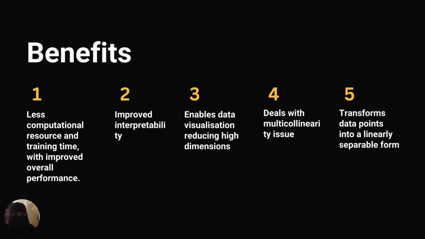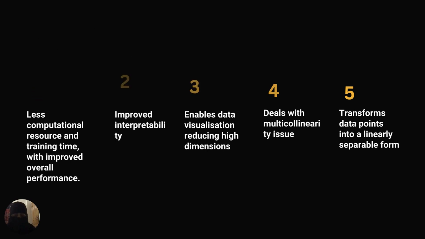PCA addresses multicollinearity by transforming the original features into uncorrelated principal components, reducing redundancy and the impact of multicollinearity in the data. PCA is a linear dimensionality reduction technique that captures the maximum variance in the data by finding a linear subspace, although it also works for some nonlinearly distributed data in fewer cases.